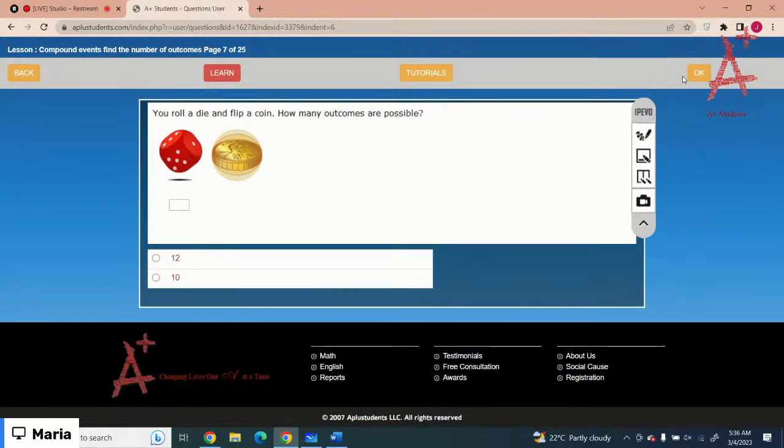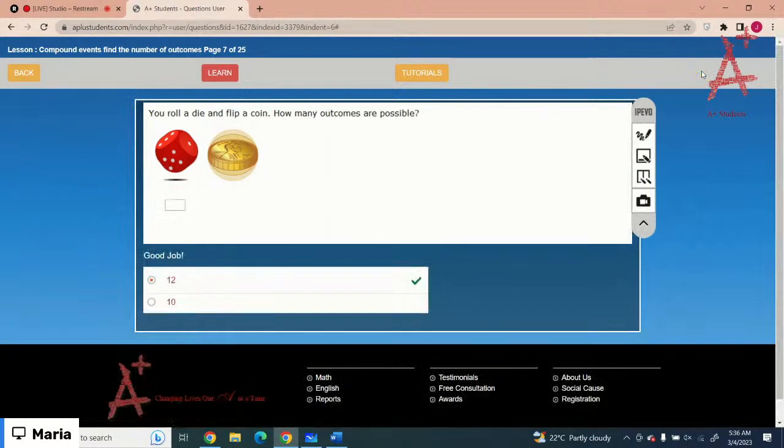You roll a die and flip a coin. How many outcomes are possible? On the die you have 6 outcomes and on the coin you have 2. So 6 times 2 makes, yes, it is 12. So that means the total possible outcomes are 12. Got it?